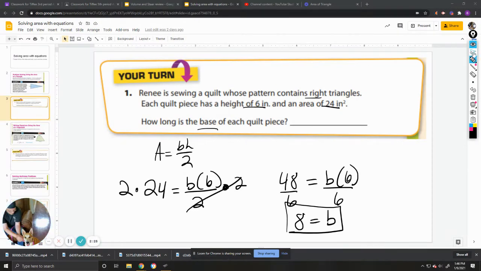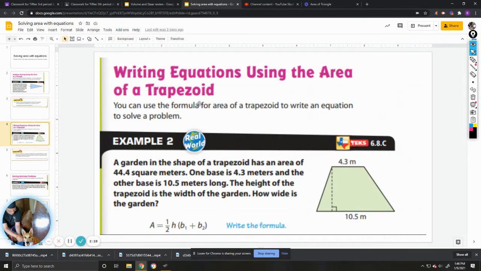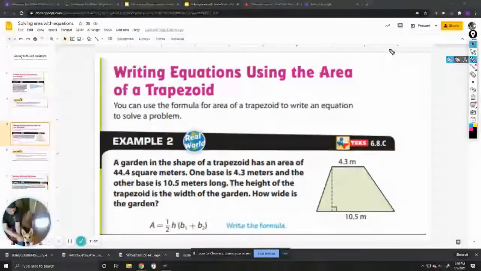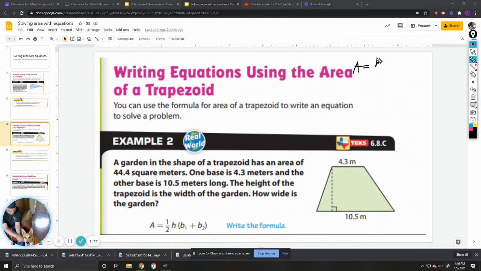All right. Now we're going to look at a trapezoid. The area formula for a trapezoid is A equals height times base 1 plus base 2, divided by 2. Here a garden in the shape of a trapezoid has an area of 44.4. That's the area. One base is 4.3, the other one's 10.5, but you don't know the height. So we're going to plug in what we know. This is 44.4. You don't know the height, but you do know base 1 is 4.3 plus the other base, which is 10.5, all divided by 2.